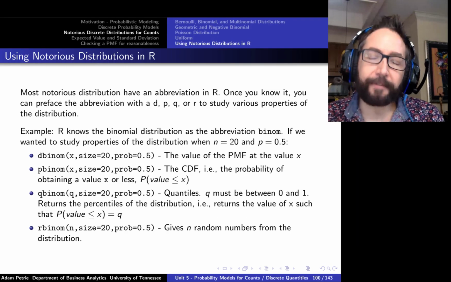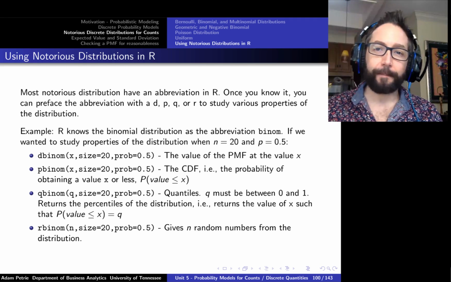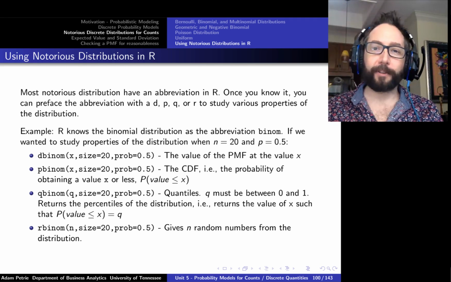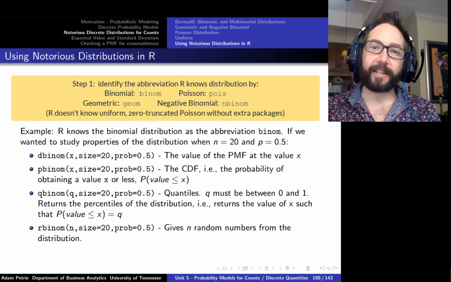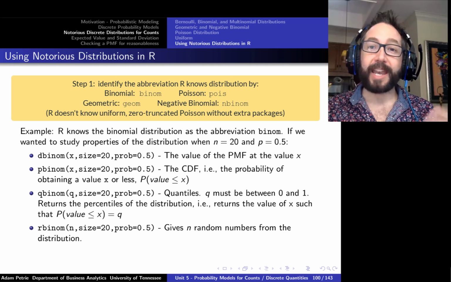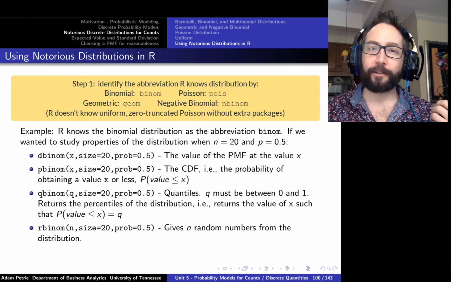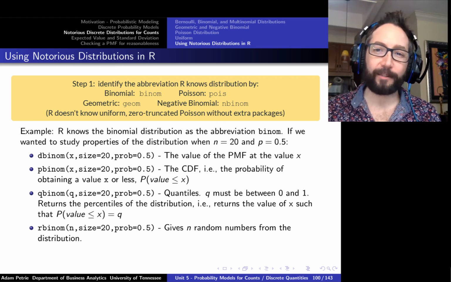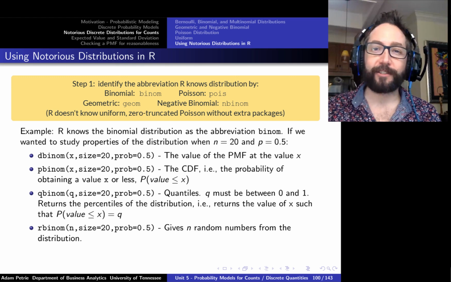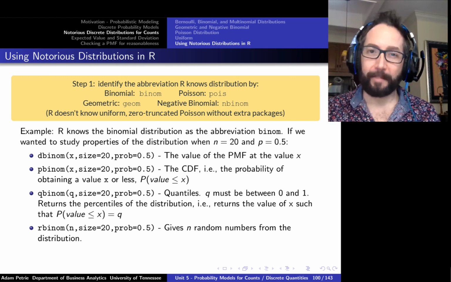All right, so quick refresher about how to use these notorious distributions in R. So if you want to use the binomial, you want to use the Poisson, you want to use negative binomial, you want to use the geometric, first you need to identify, okay, well, what is the name by which R knows this distribution? So R knows the binomial distribution as binom, the Poisson distribution as pois, the geometric distribution as geom, and negative binomial, nbinom.